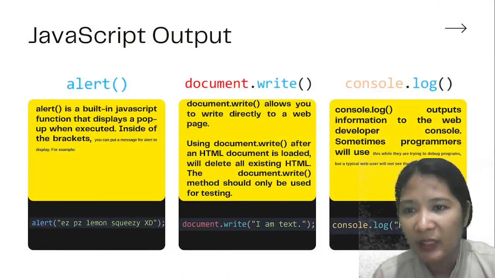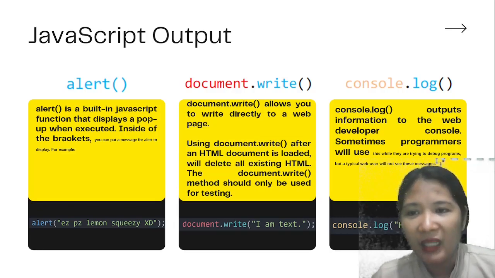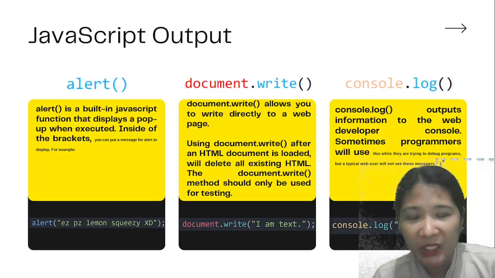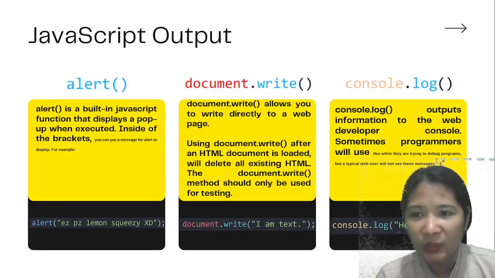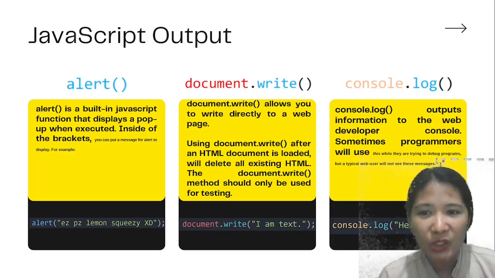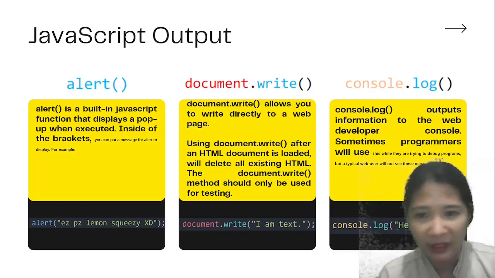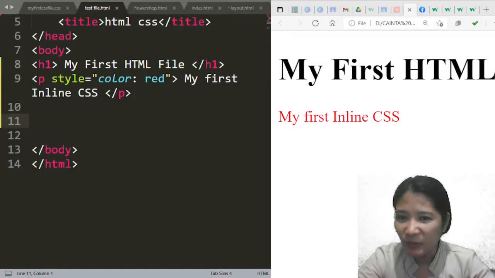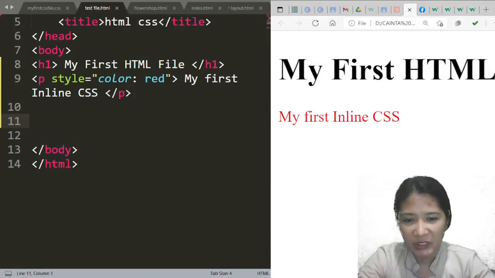Next, we have the document.write. So document.write allows you to write directly to a web page. Using document.write after an HTML document is loaded will delete all the existing HTML. So this method should only be used for testing, as in the following example. Now let us work on the second way to output information using JavaScript. We will be using the document.write method, but remember, it is mostly used for testing.